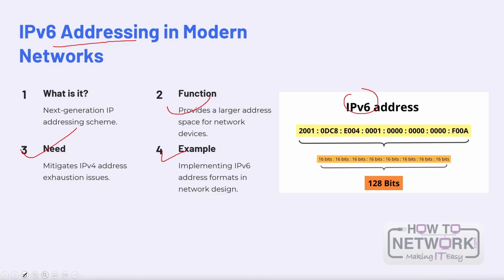Implementing IPv6 address formats in network design involves configuring network devices and routers to support IPv6 addressing. This includes assigning IPv6 addresses to devices, configuring routing protocols for IPv6, and ensuring compatibility with existing IPv4 infrastructure.